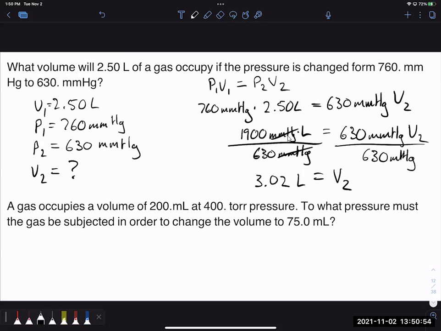And then you can sort of double check your work here, because we know that if we are decreasing the pressure, then we have to increase volume, inversely proportional. So we do indeed go from 2.5 liters and our volume increases to 3.02 liters.